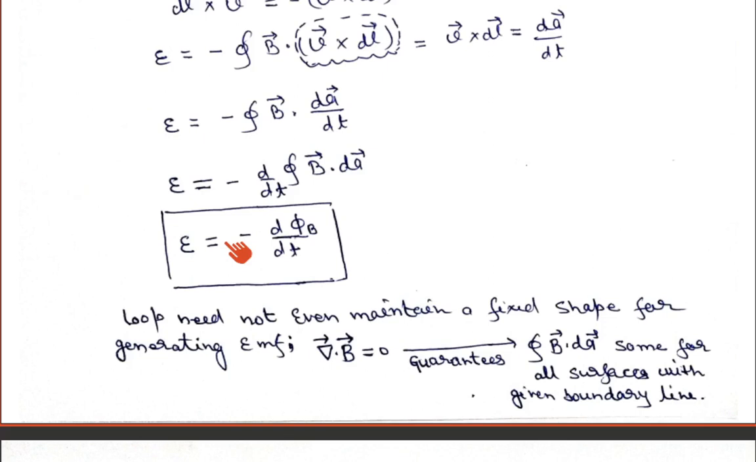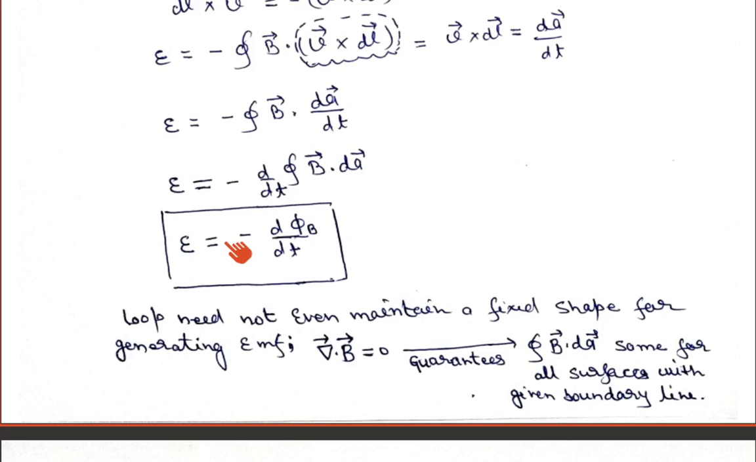That is the conclusion. And the conclusion is: if you have any closed loop in a magnetic field and the loop is moving, then it will generate an EMF because of the motional EMF. Okay, that is the conclusion.